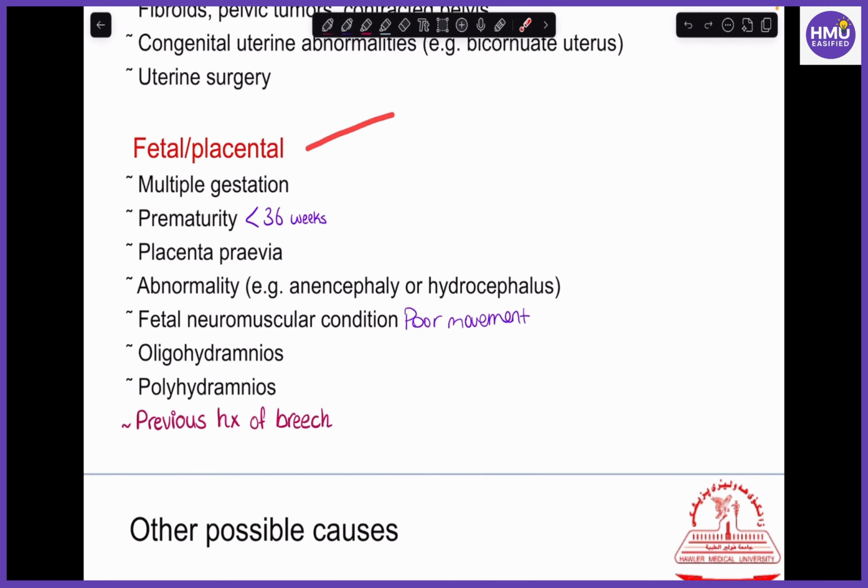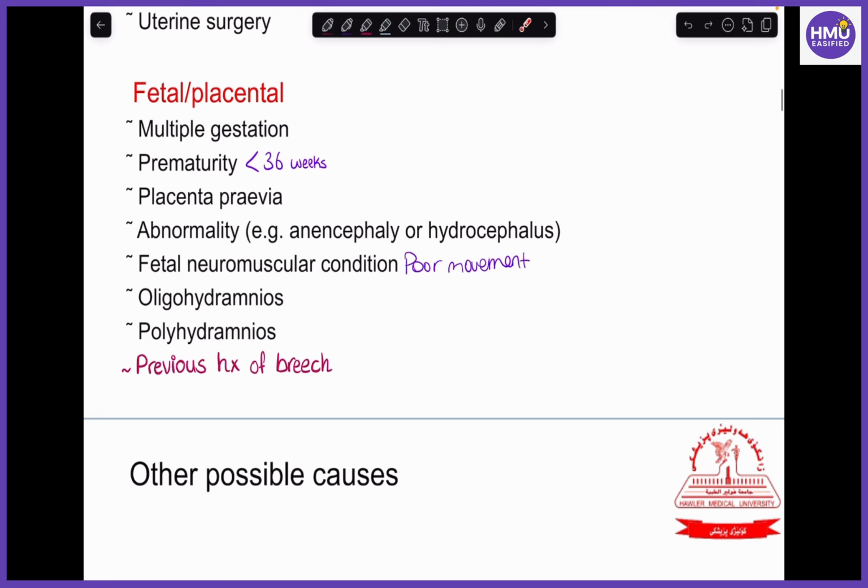The fetal or placental causes: in multiple gestation, there's reduced space. Prematurity, so the head is less heavy, less engagement. We will still wait until term. Placenta previa, it's placenta covering the os, so it blocks the head from engaging. And abnormalities, such as anencephaly or hydrocephaly.